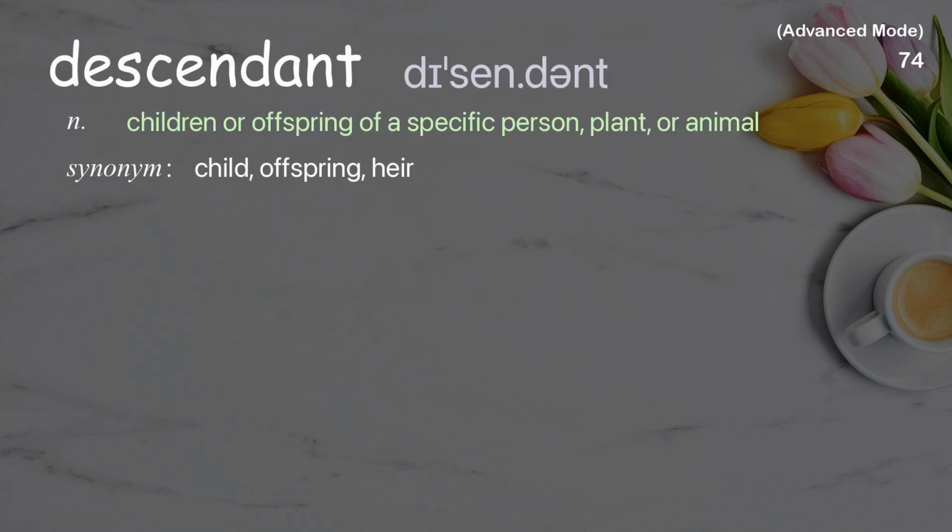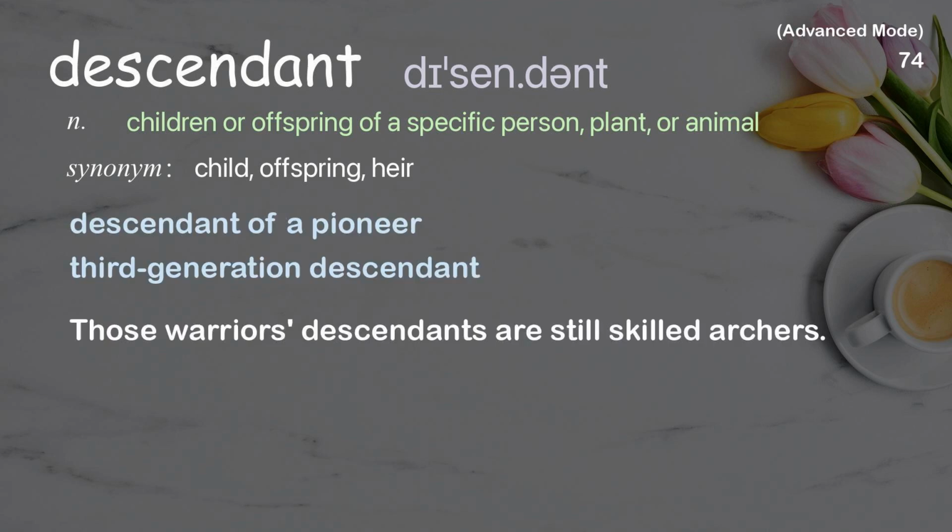Descendant. Children or offspring of a specific person, plant, or animal. Examples: Descendant of a pioneer. Third generation descendant. Those warriors' descendants are still skilled archers.